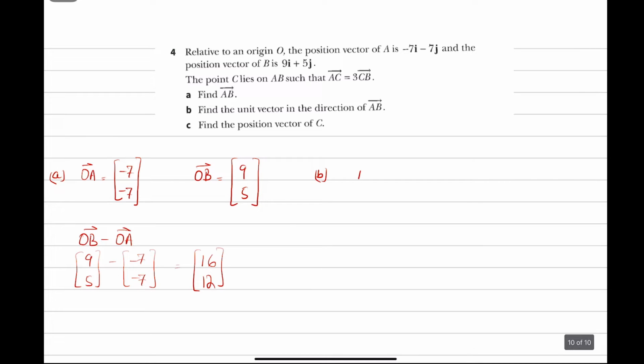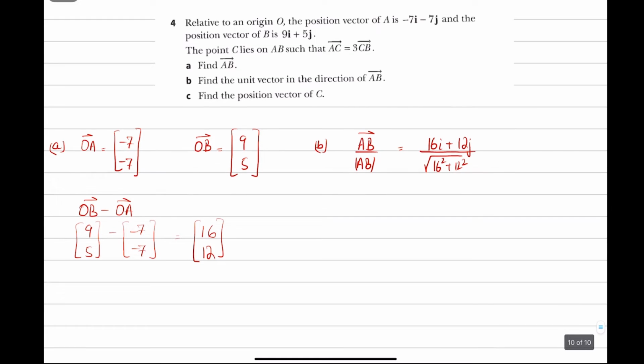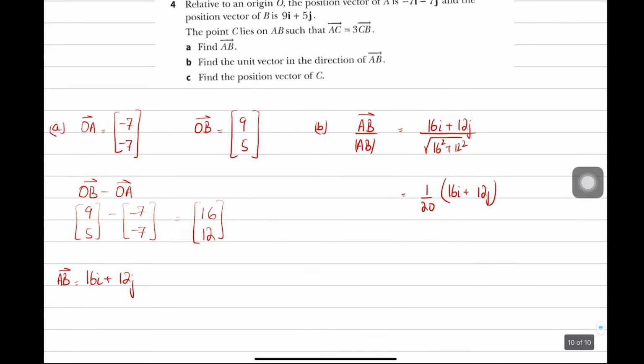So let's do part B. For part B, we will do the vector AB divided by its magnitude. So that shouldn't be difficult. That means 16i plus 12j divided by the square root of 16 squared plus 12 squared. Can anyone work out the square root of 16 squared plus 12 squared? In the meantime, I'm just writing it in ij form. 16i plus 12j. Anyone who's worked it out? 20. Alright, sounds good. So here we have 1 upon 20, bracket open, 16i plus 12j is our final answer. Pretty easy so far.